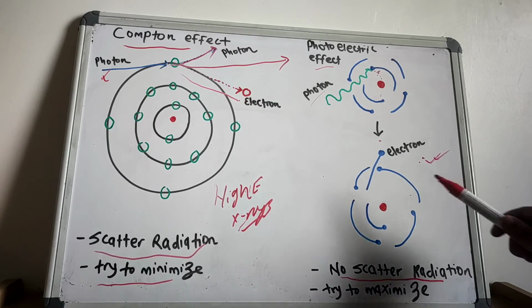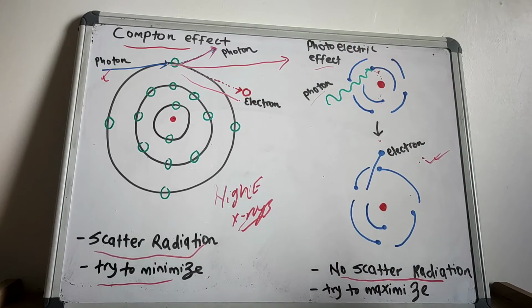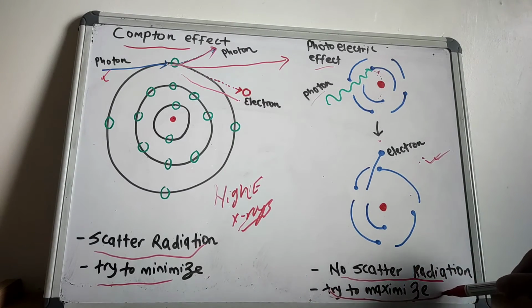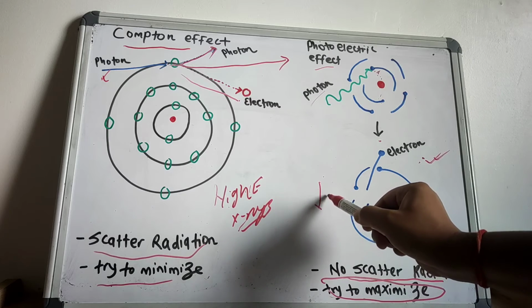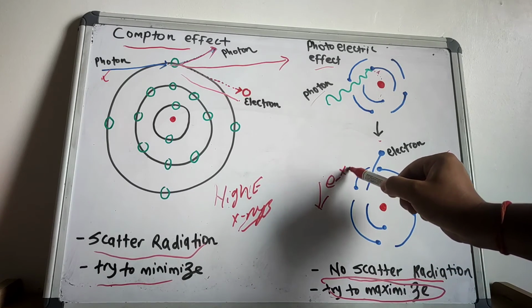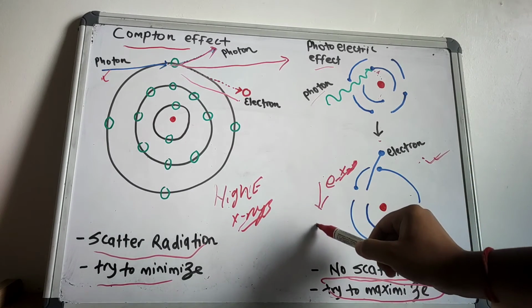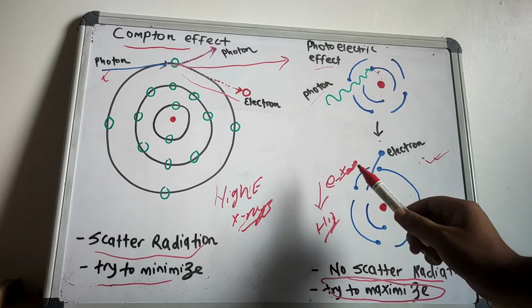So the image quality is better in the photoelectric effect. We try to maximize the photoelectric effect because the image quality is very good. How do we maximize it? We use low energy X-rays and a high atomic number target.